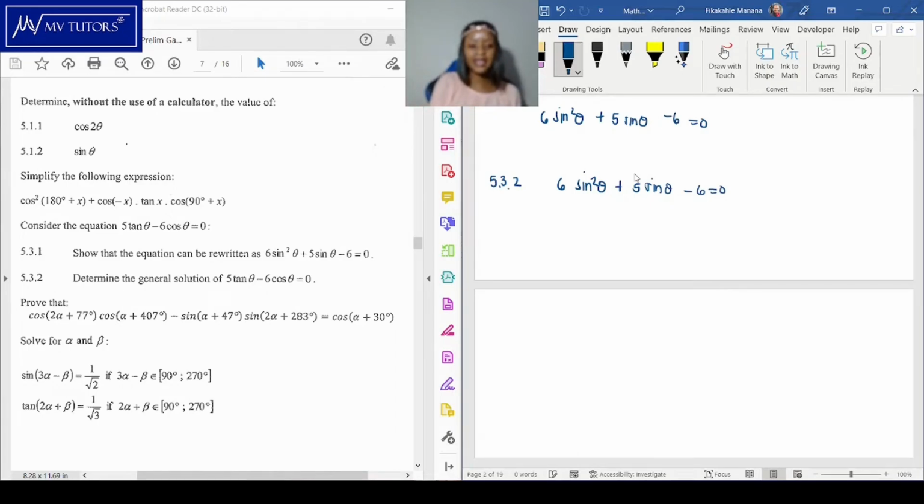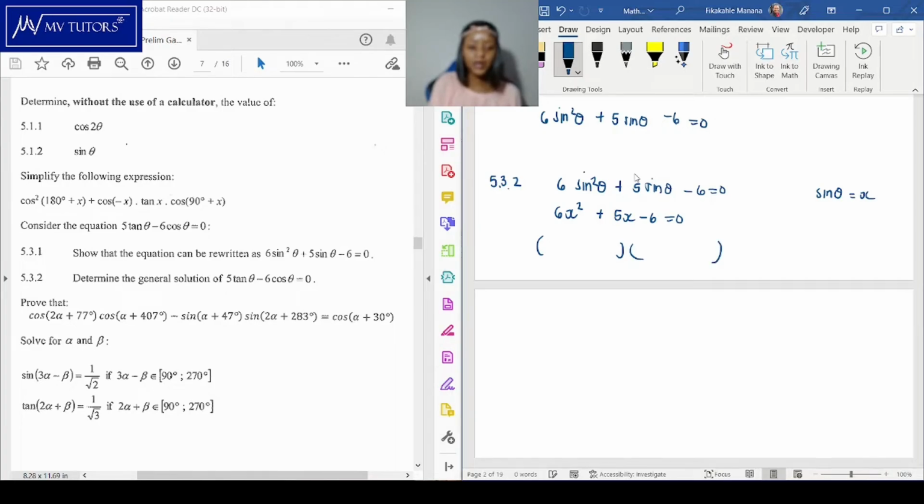And because of that, if this is a bit too difficult for you to comprehend, because I know some people struggle with using all these trigonometric expressions, just say sine theta is equal to x. And therefore you have 6x squared plus 5x minus 6. Then it becomes a little bit easy, right? And when you get to this point, you can choose. Are you going to use the quadratic formula, or are you simply going to use factors?